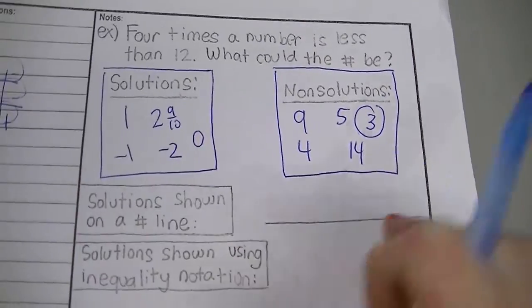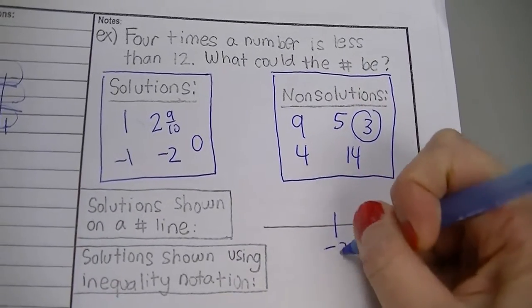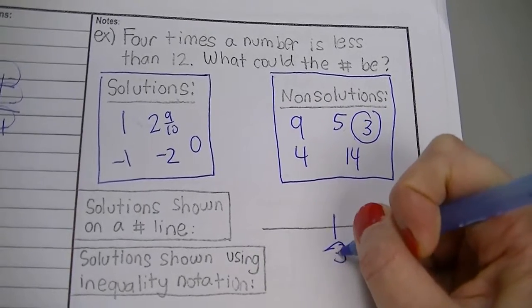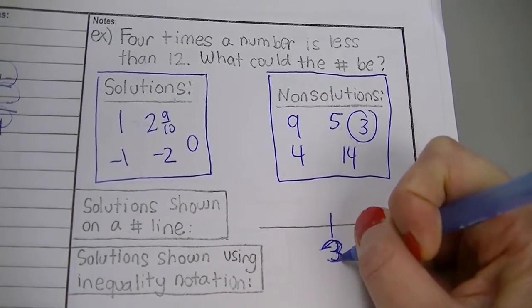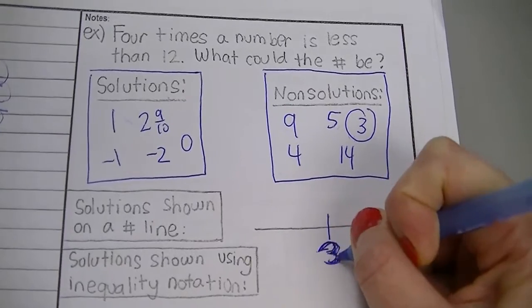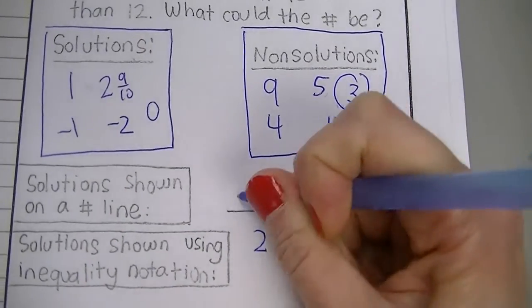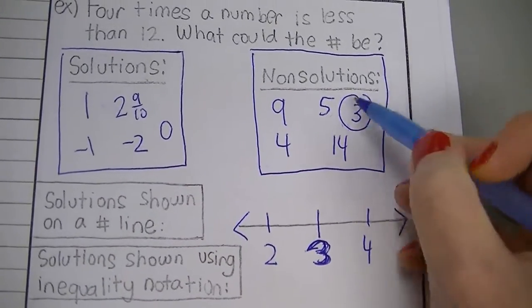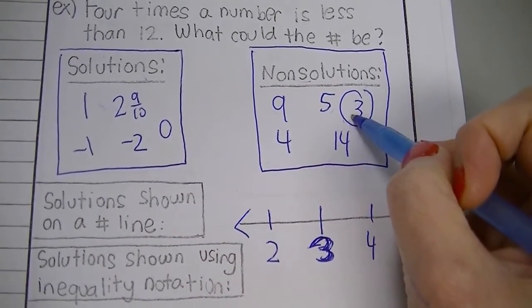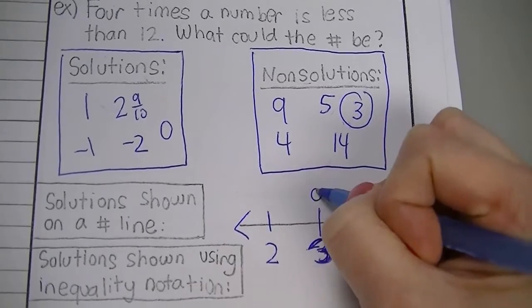So when you're going to write your solution on the number line, you want to make sure you put that, oops, I put a negative, sorry. That's a 3. I want to put that 3 right there. I'm going to just count by ones this time. Make sure I put my arrows on, okay? And since this is a non-solution, since that 3, it's important, but it's a non-solution, it's going to be an open circle.